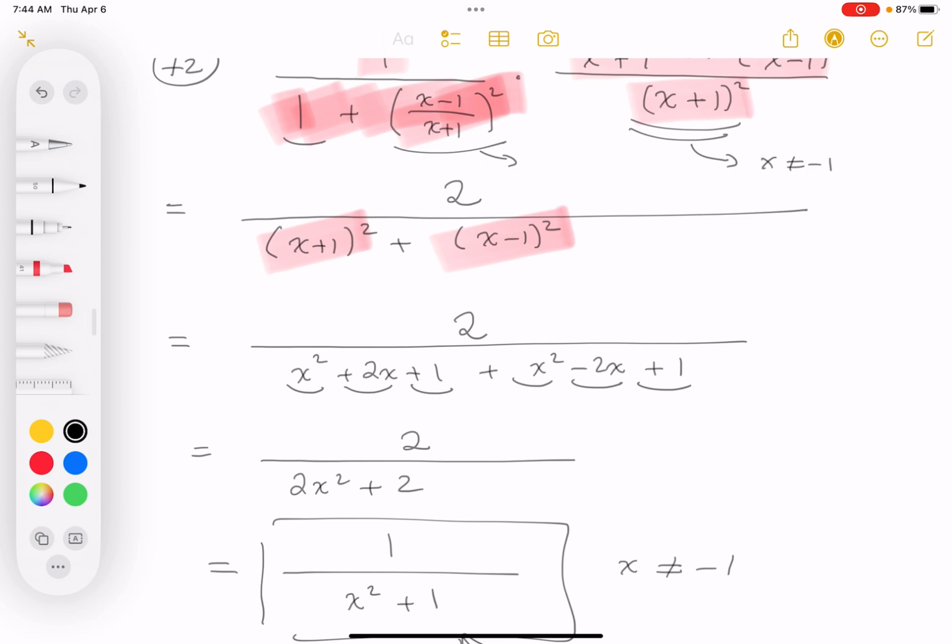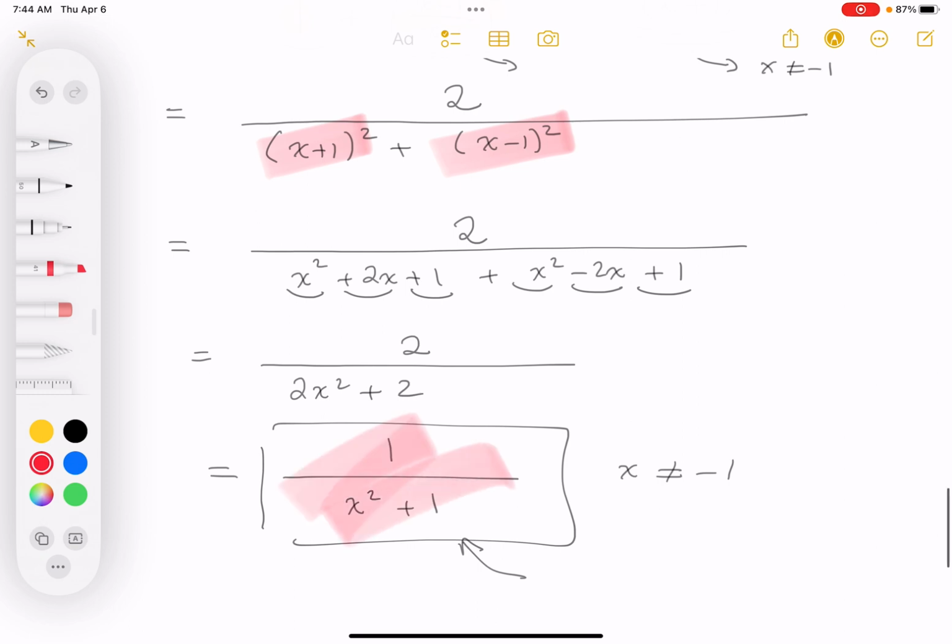Okay, let's look at the key. This is 72. What am I looking for? I'm certainly looking for this, and I do see that, and I'm certainly looking for the restriction, and I do see that. Thank you.